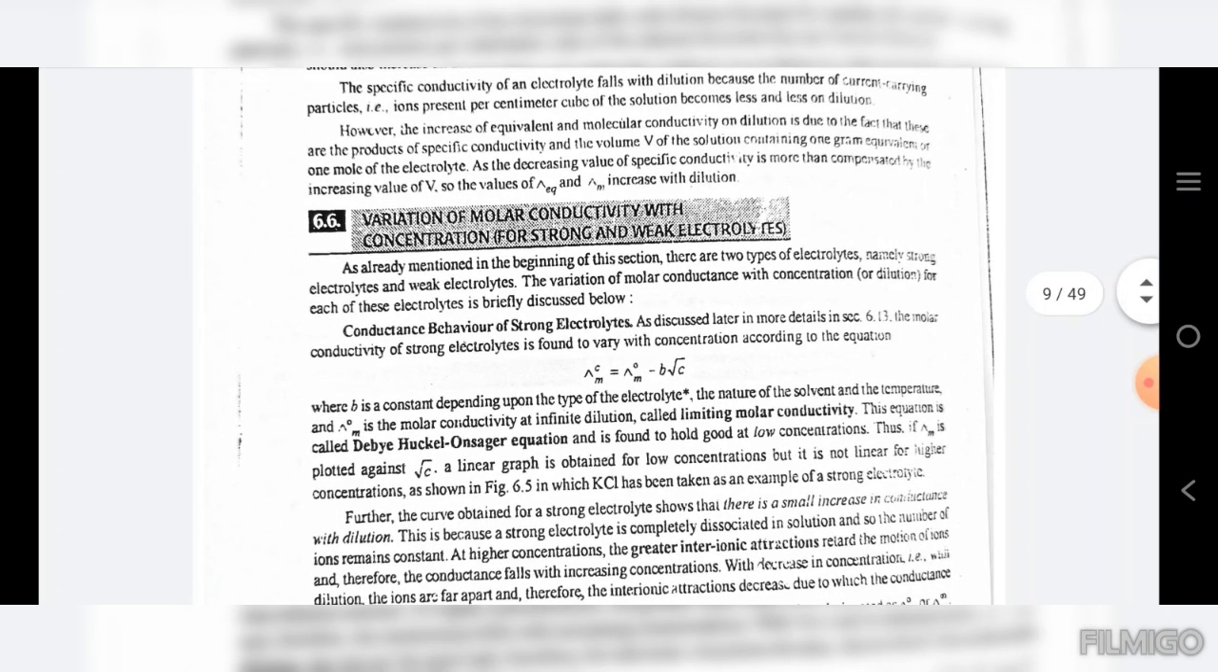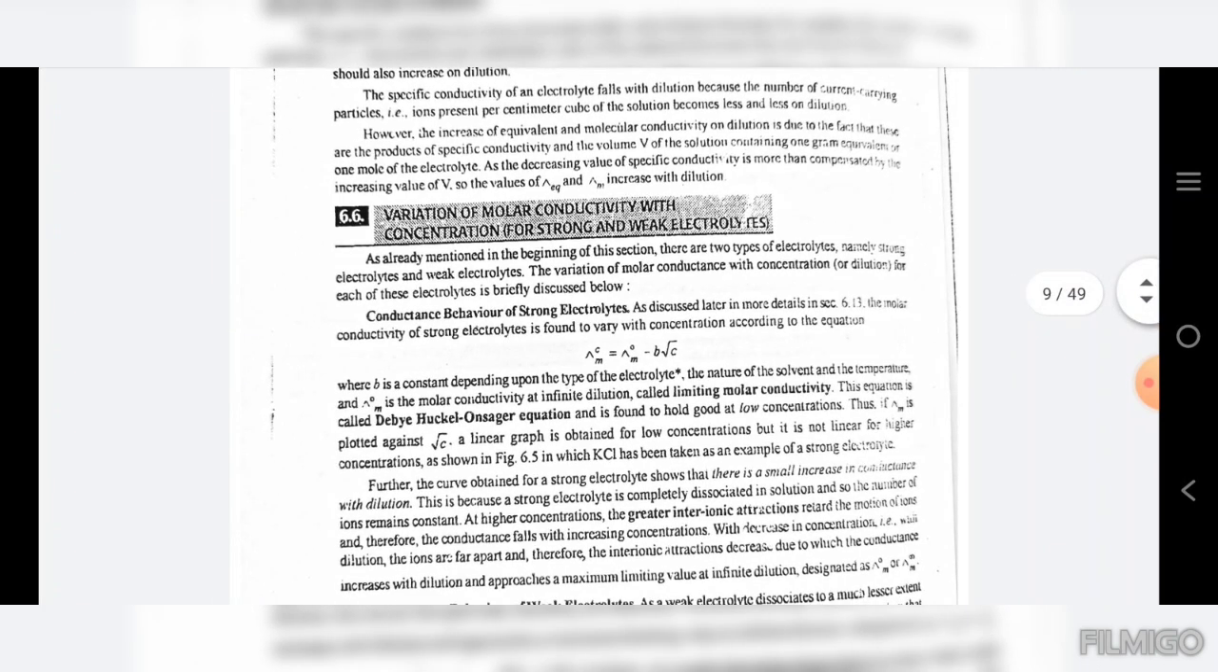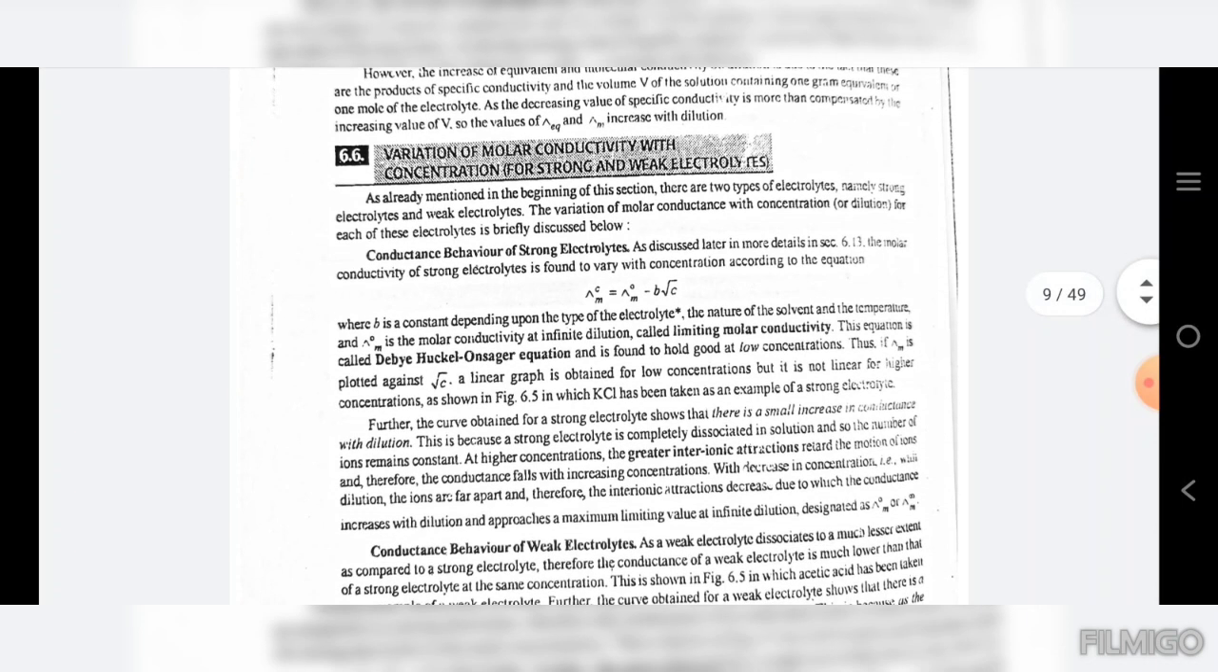However, the increase of equivalent and molecular conductivity on dilution is due to the fact that these are the products of specific conductivity and the volume V of the solution containing 1 gram equivalent or 1 mole of the electrolyte. The decreasing value of specific conductivity is more than compensated by the increasing volume V, so that the values of equivalent and molar conductivity increase with dilution.